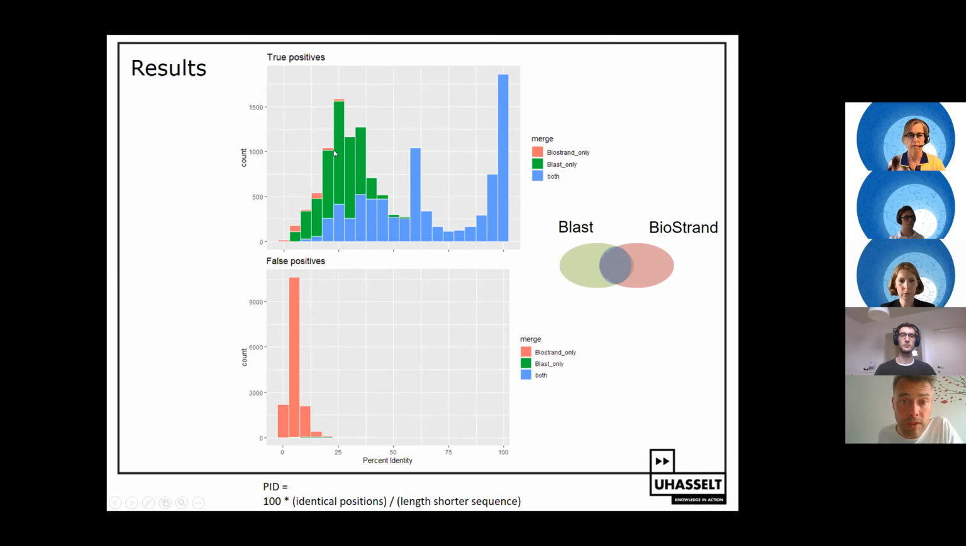Another interesting thing is that if you look at the false positives, there are none that have a high percentage identity. The false positives included by BioStrand, and yes, there are a lot, but note that there's no reporting threshold applied here, all have a very, very low percentage identity. I guess this graph will be a very interesting way to think about how false positive filtering could be executed in the future.